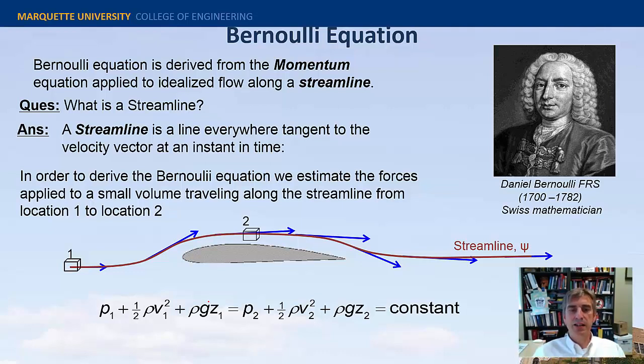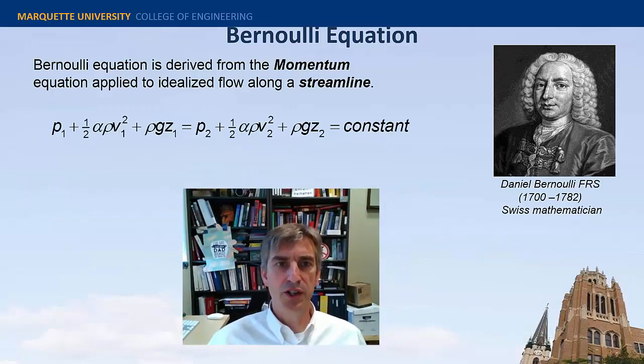And I love to think of this kind of like in terms of money. If you spend a lot at pressure at location 1, you don't have much left over to spend on kinetic energy or potential energy and so forth. So as the flow moves along the streamline, it exchanges potential energy with kinetic energy with elastic energy, which is really what pressure is. So those are each constant, and it's in fact constant everywhere on the streamline.